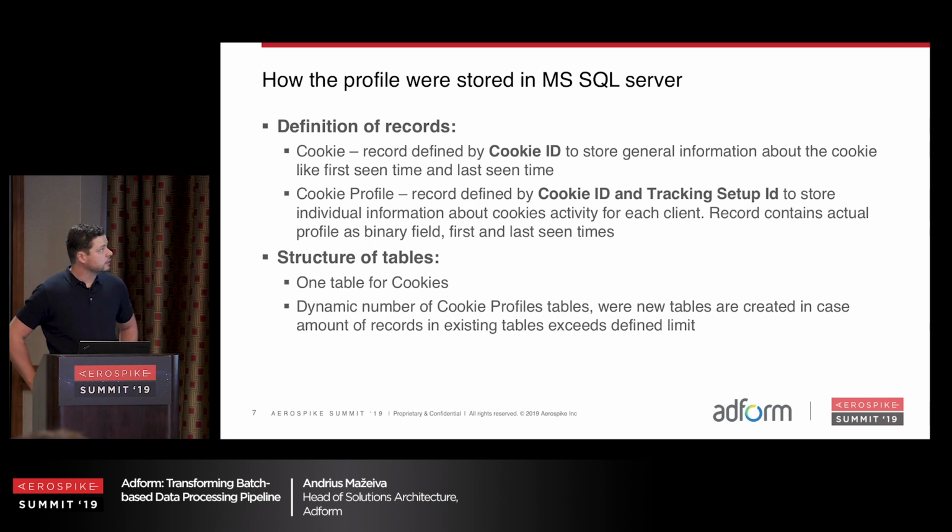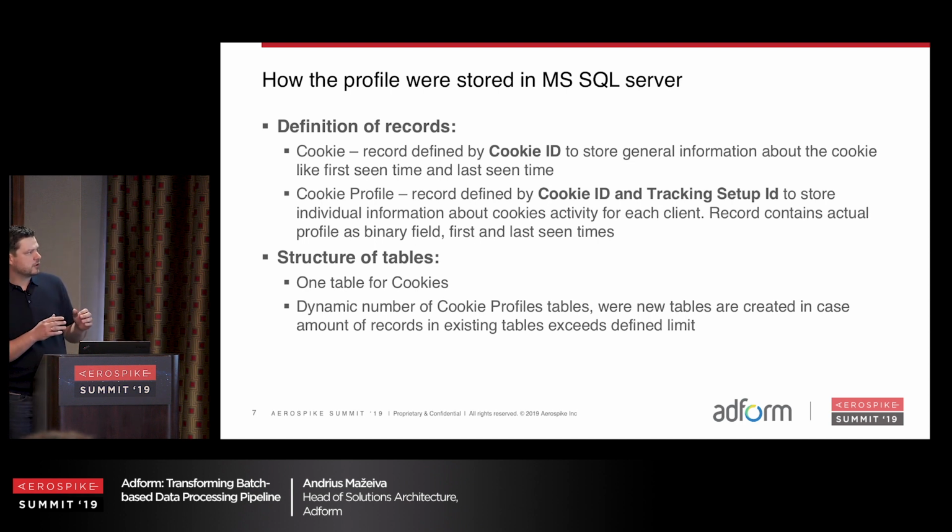Okay, so a little bit about how profiles were stored in Microsoft SQL Server. By definition of records, there are two types of records: a cookie and a cookie profile. The cookie is a record defined by cookie ID to store general information about the cookie, like first seen time and last seen time. And the cookie profile by itself is a record defined by the same cookie ID plus the so-called tracking setup ID, which is individual to each client to separate different clients' contexts.